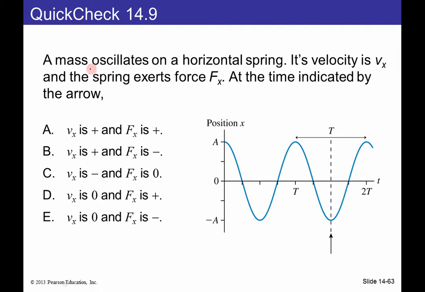Let's look at a simple question. A mass oscillates on a horizontal spring. Its velocity is v of x, and the spring exerts a force F of s. At the time indicated here, Vx is positive and the force is positive; Vx is positive, force is negative; Vx is negative, the force is 0; and so on. Choose one answer here, take a minute.